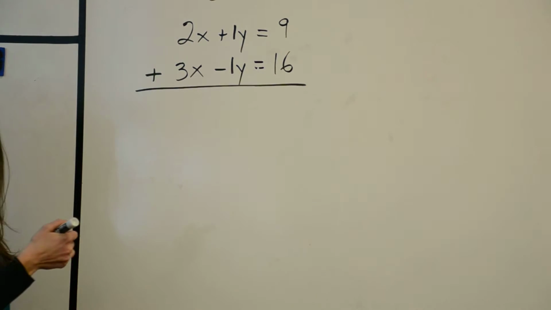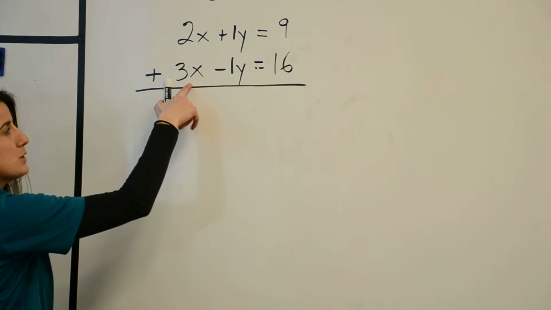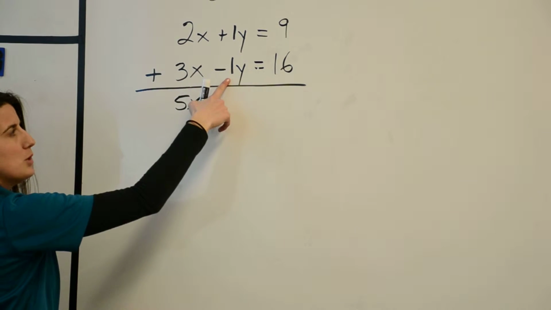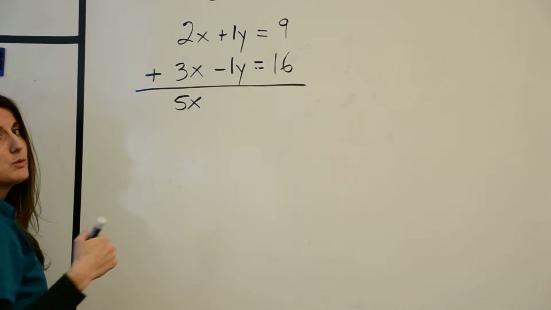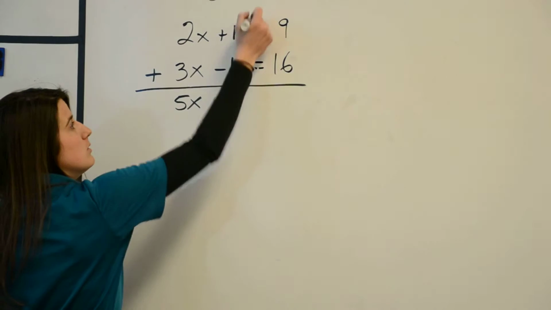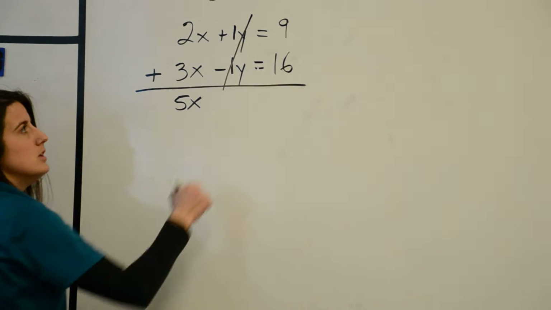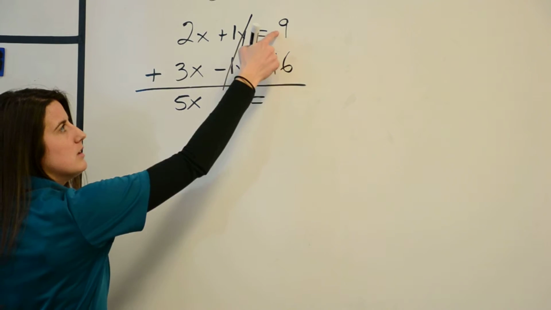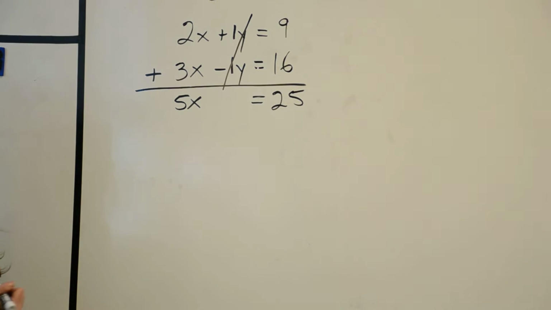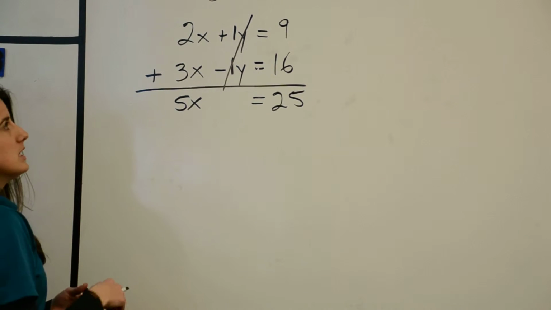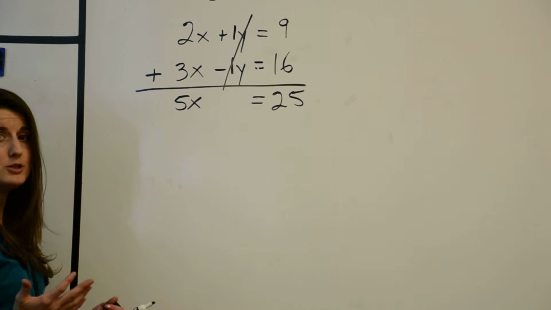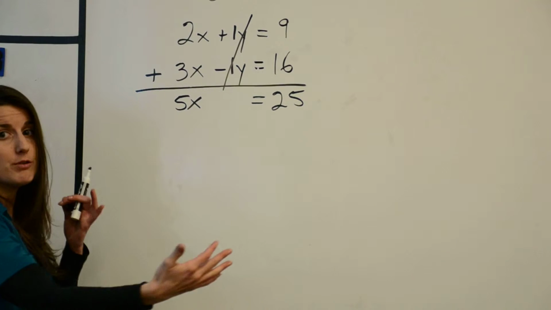And you're going to add vertically. So 2x plus 3x gives you 5x. Positive 1 plus negative 1 will give you 0, but 0 times y will just cancel out, so I'm just going to cross those out. Bring down your equal sign, and then 9 plus 16 gives you 25. So the purpose is one of your variables needs to disappear in order to solve the equation. If you have two variables, then you can't go any further.